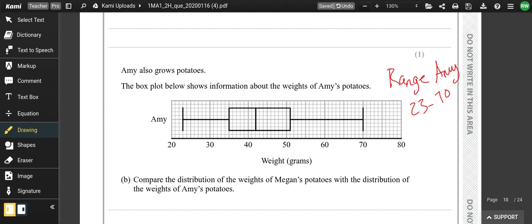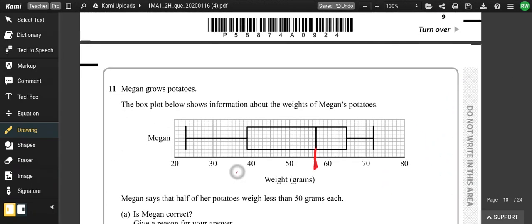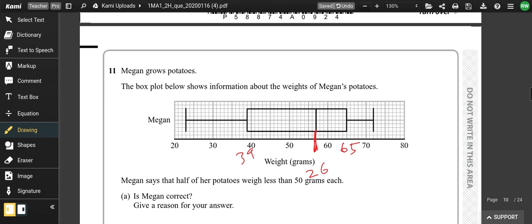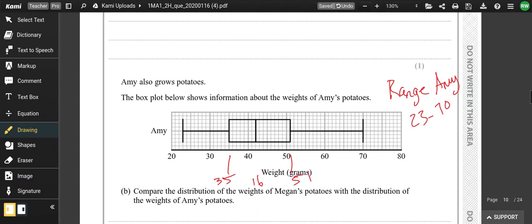So you can see that from Amy's, this is the lower and upper quartile. So that's from, say, 35 to 51, which is a difference of 16. And this one goes from 39 to 65, which goes up by, take away 40, is 26. So there's a bigger spread of the data here. So you could talk about the interquartile range for Megan's data, her potatoes being wider than Amy's as well.